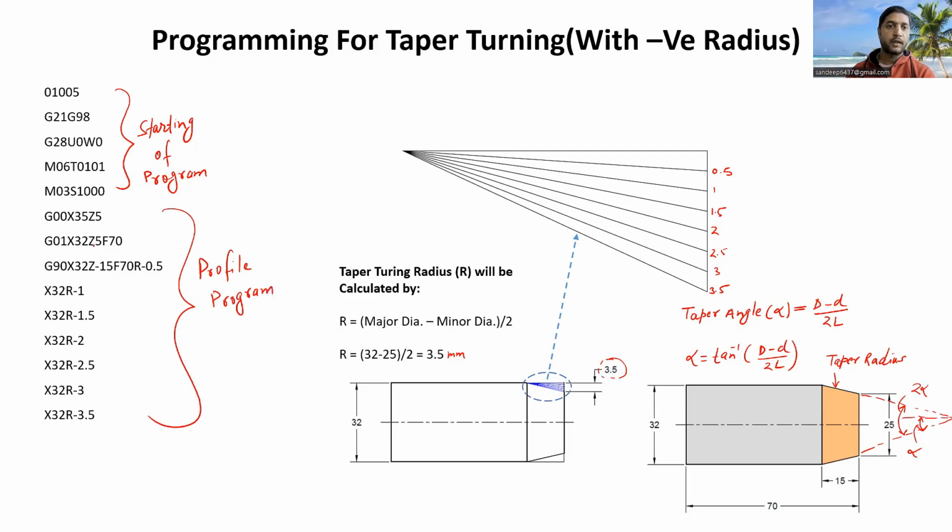We are generating the profile from here to here. Okay, let me explain this. So X33, now G00 X35 Z5. Let me locate this location for you, that we are moving the cutting tool from its home position. This is the home position, which is also called the machine coordinate system.